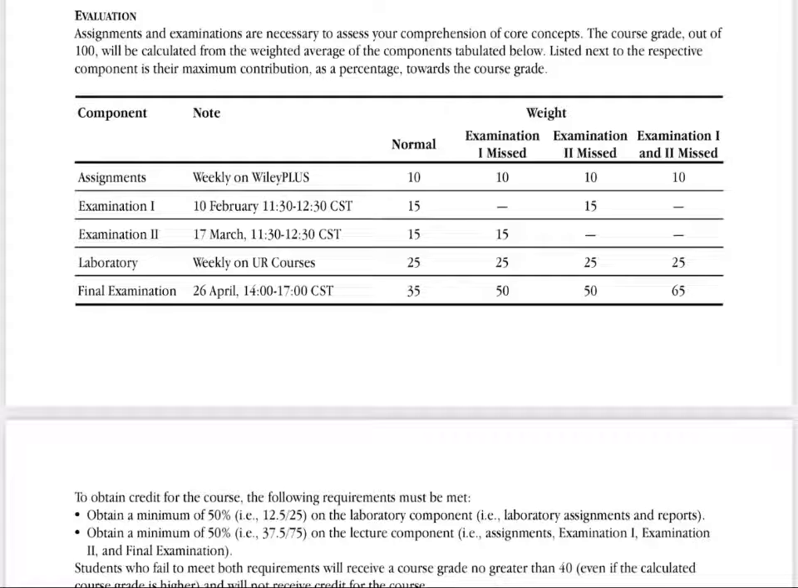Evaluation. Assignments and examinations are necessary to assess your comprehension of core concepts. The course grade out of 100 will be calculated from the weighted average of the components tabulated below. Listed next to the respective component is their maximum contribution as a percentage towards the course grade. So for a normal course grade, the components that make up that grade will be the assignments worth 10%, examination 1 and examination 2, each worth 15%, the laboratory worth 25%, and the final examination worth 35%.